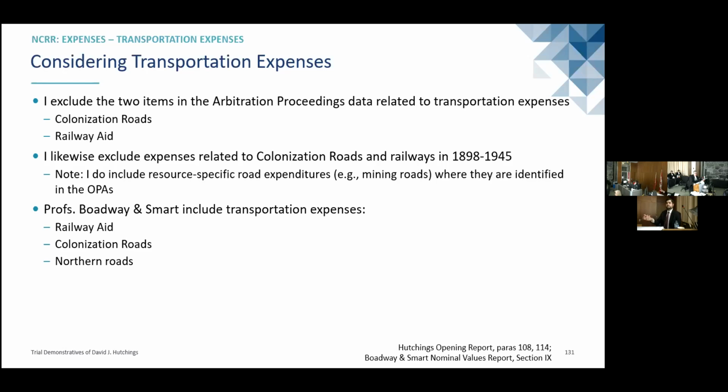The main area of disagreement from a quantitative sense between myself and Professors Bodway and Smart is transportation, both railways and colonization roads. In fact, that difference remains the main difference in the next period of time as well, 1898 to 1945. So I want to spend a little bit more time explaining why, in my view, railway subsidies, railway aid, and colonization roads are not relevant Crown expenses for purposes of calculating net Crown resource-based revenues.